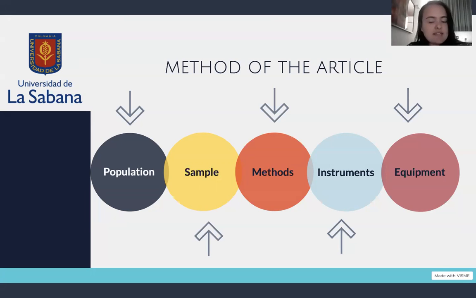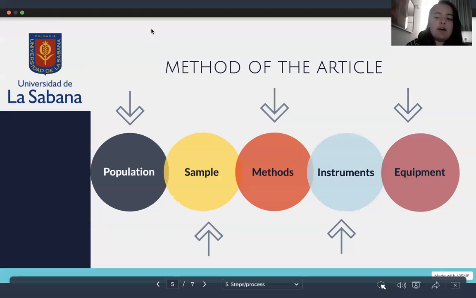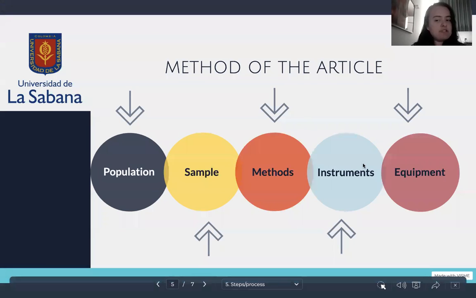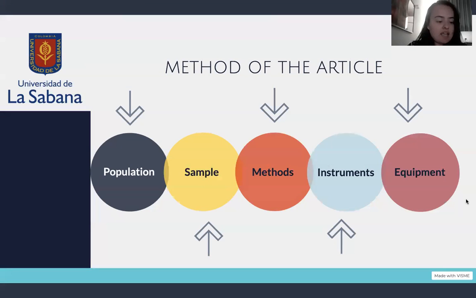a pre-test and post-test. And finally, the equipment used was first SPSS, which stands for Statistical Package for the Social Sciences, and computers, of course, Excel, and internet.